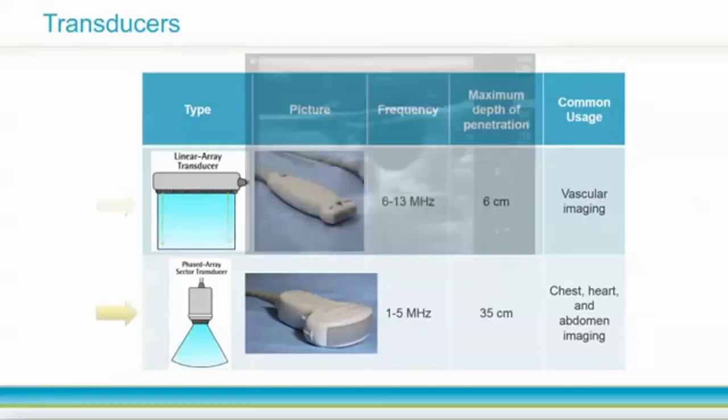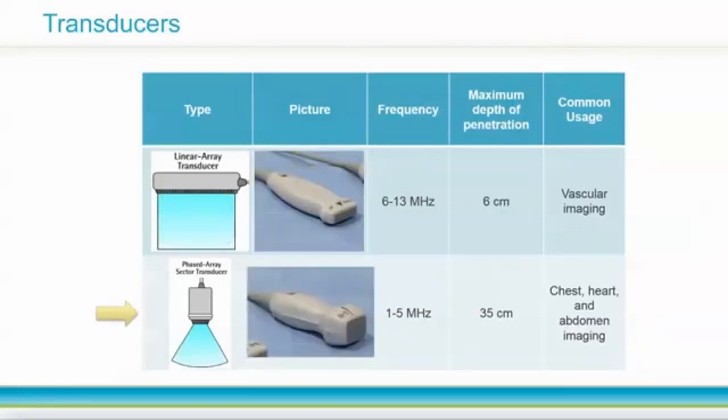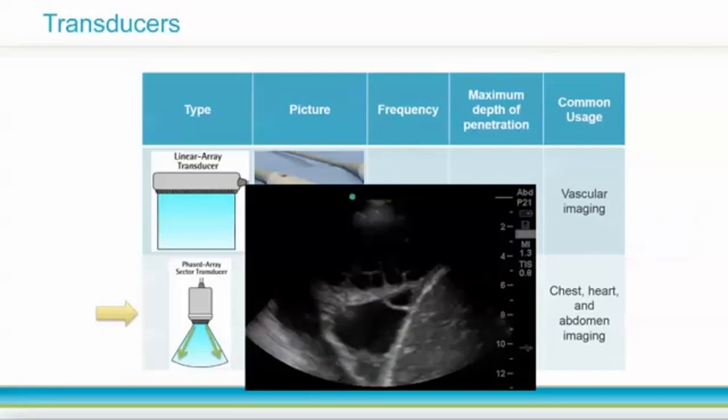Sector transducers include the curvilinear and phased array transducers. This phased array is 1 to 5 megahertz with a deeper maximum penetration of 35 centimeters and a small square footprint, ideal for getting in between ribs. It produces a pie-shaped image and is ideal for imaging deeper structures like the liver and pleural effusion shown here.